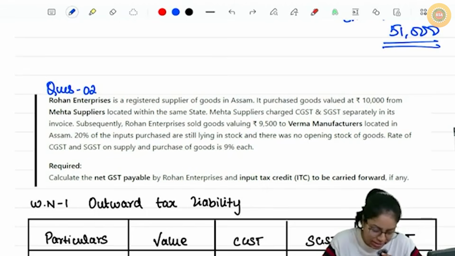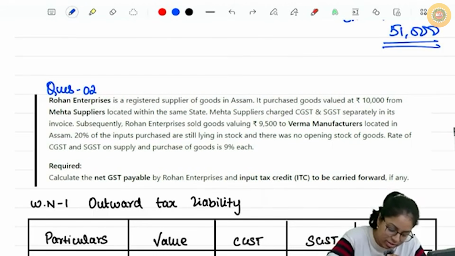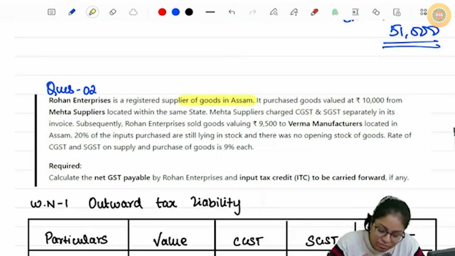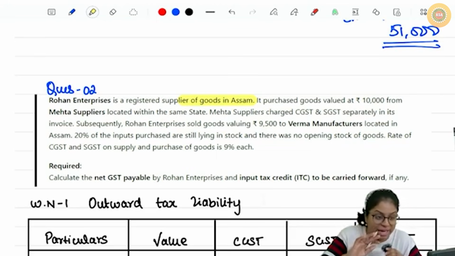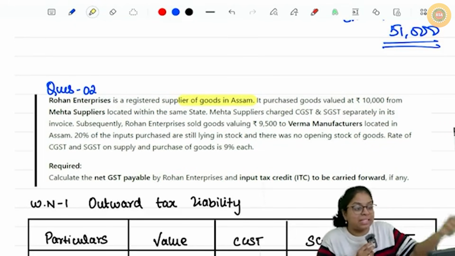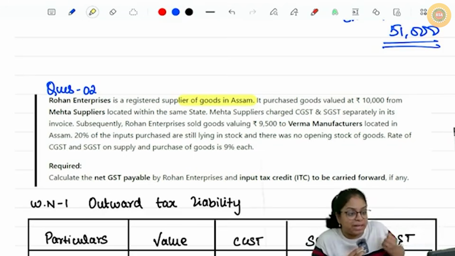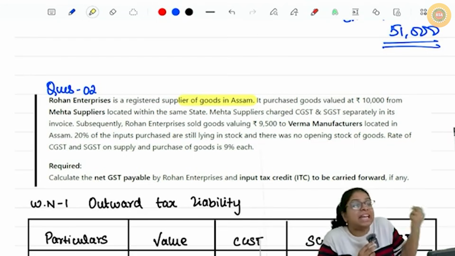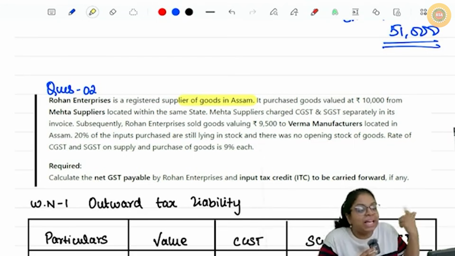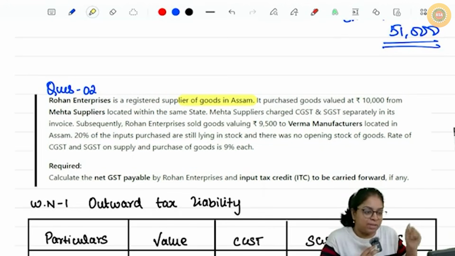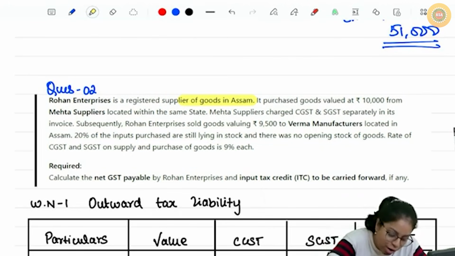Question number 2 says that Rohan Enterprises is a registered supplier of goods in Assam. It purchases goods valued at rupees 10,000 from Mehta supplier. So Rohan Enterprises is my client. He is purchasing, so it is an inward supply, right? What will I get if I paid GST on the inward supply? I can claim ITC, right?